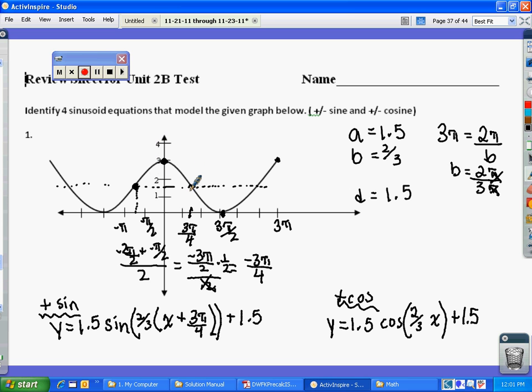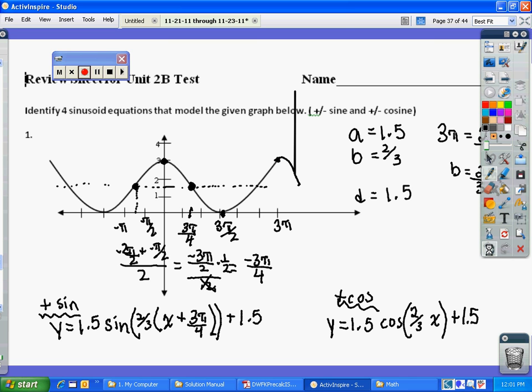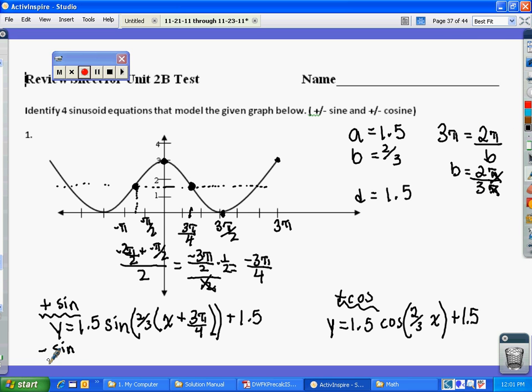If I then move to the next point, I go down first and then come back up. If I continued it, this would be a negative sine graph. So my next equation is going to be a negative sine. And again, for this one, it's going to be almost exactly the same as the one above, but it's going to be negative 1.5 sine 2/3 x. Now, instead of plus 3 pi over 4, it's going to be minus, because it shifted to the right 3 pi over 4 this time. So now it's going to be minus 3 pi over 4.